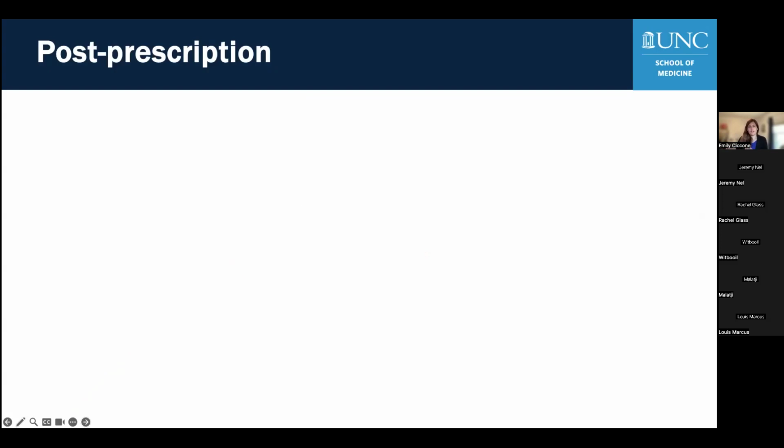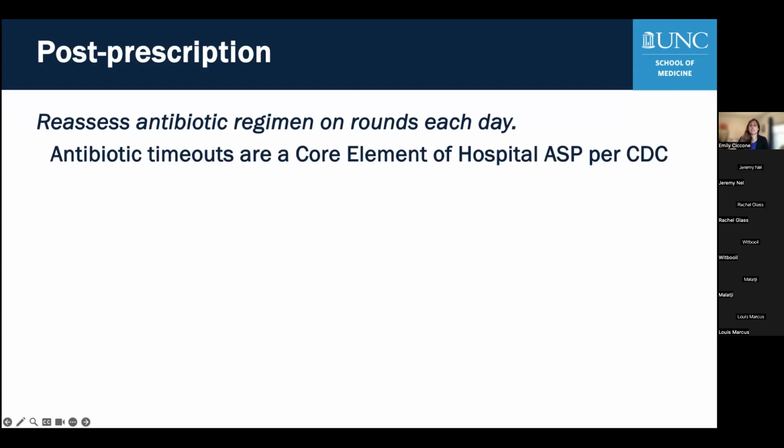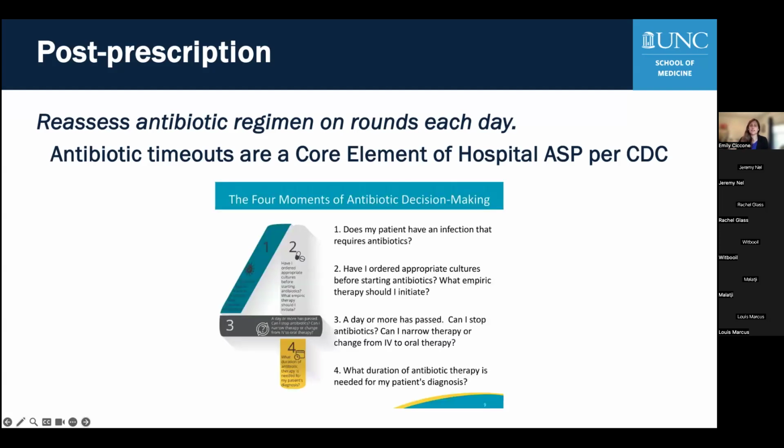And then thinking about the second half of that framework, post-prescription, it's important to reassess the antibiotic regimen on a daily basis to make sure that it's still appropriate for the patient and that we haven't gotten any other information that may change our treatment strategy. So these are called antibiotic timeouts, and they are a core element of hospital ASP per the CDC. And basically they address the third and fourth moment of antibiotic decision-making, which is another kind of framework of thinking about antibiotic use, the 4 moments of antibiotic decision-making.